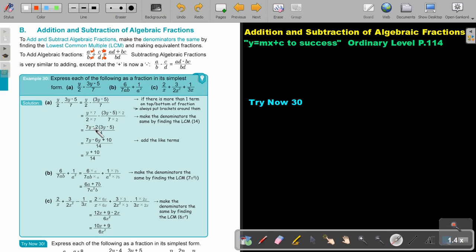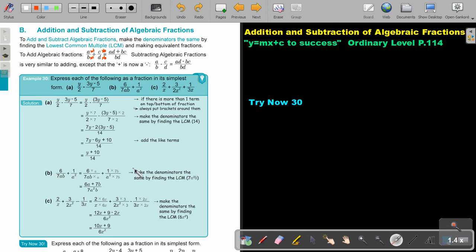Be careful, there's a negative. So this will be negative 6y. This will be positive 10. And then I add the like terms and I get y plus 10. And I leave it like that. Okay. The next one, what is the LCM?